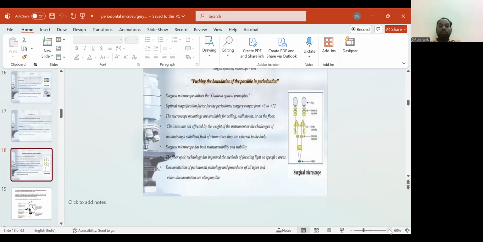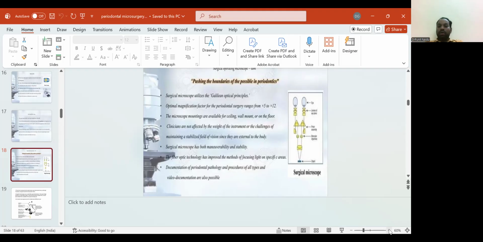The microscope mountings are available for ceiling, wall mount, or on the floor. Clinicians are not affected by the weight of the instrument or the challenges of maintaining a stabilized field of vision, since they are external to the body. The surgical microscope has both maneuverability and stability. Fiber optic technology has improved the methods of focusing light on specific areas. Documentation of periodontal pathology and procedures of all types, and video documentation, are also possible.